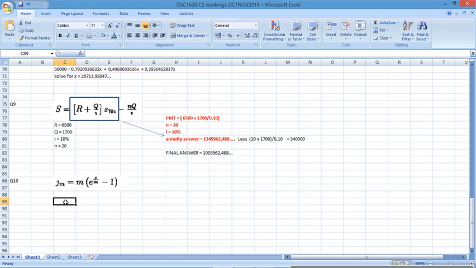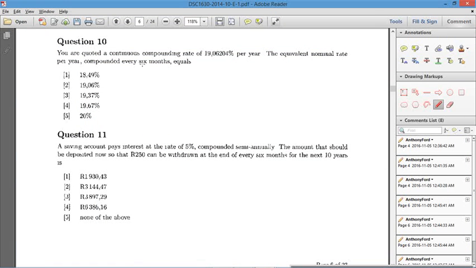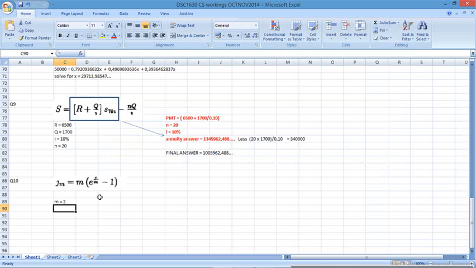Obviously my m in this particular question would be 2. Why 2? Well, if you look at the question, they told you this is compounded every 6 months. Remember, it's continuous compounding. We just read that. We know we're going to be converting this to I2. Every 6 months, so twice a year. So your m value here is 2.